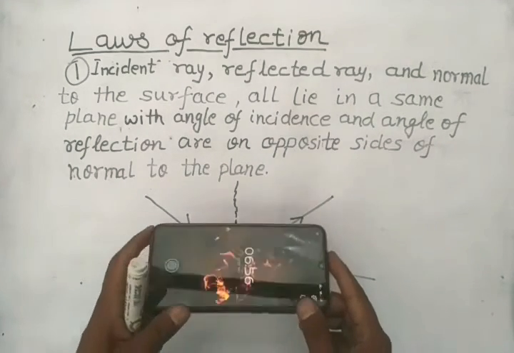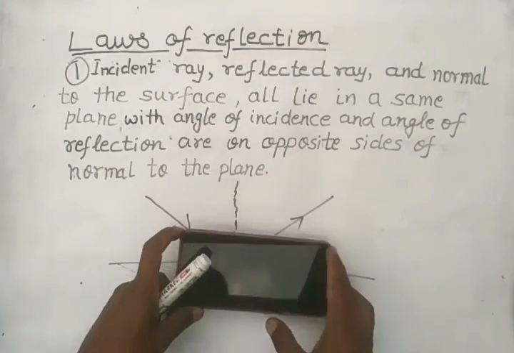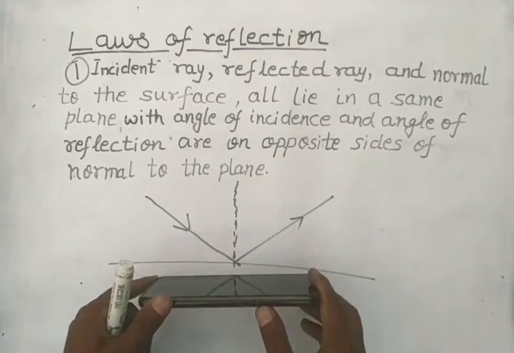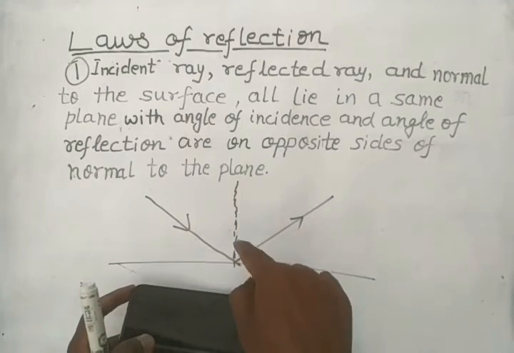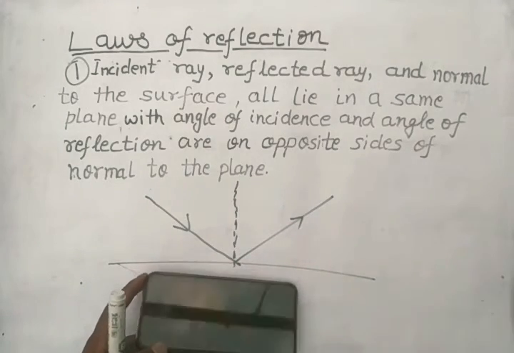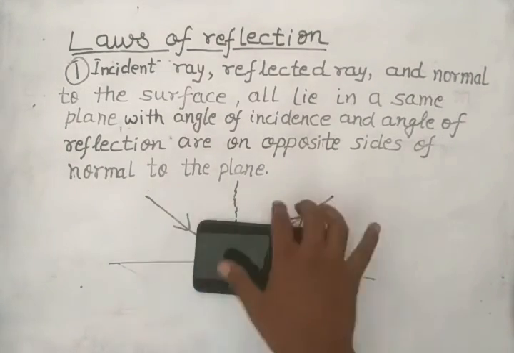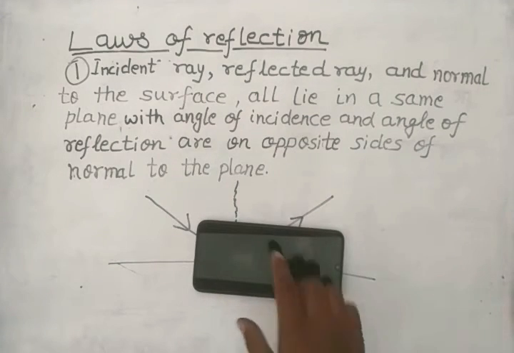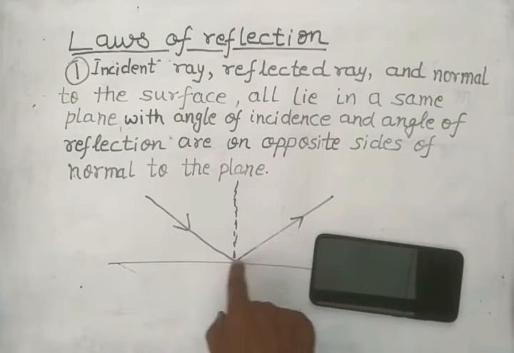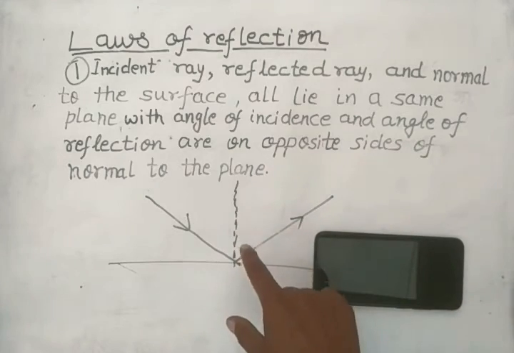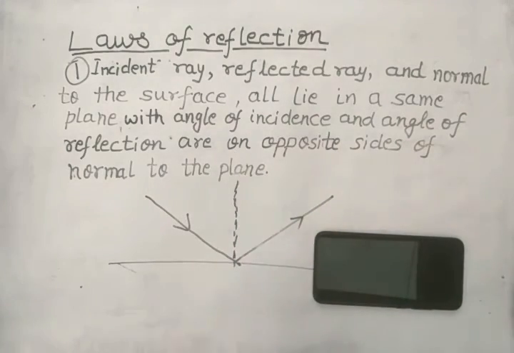No. Well, actually, they are talking about these three lines. They should be on same plane. Now, just ignore that background drawing. Let us suppose this is that reflecting surface, and this is incident ray, this is reflected ray, and this is normal to the plane.